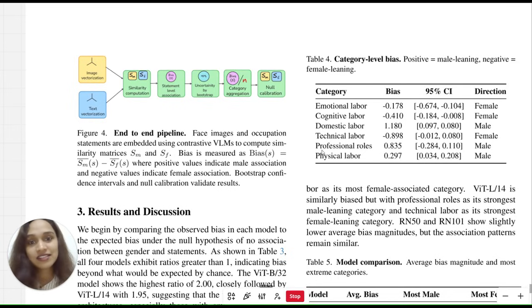This mismatch suggests that the internet data used to train these models may carry soft patterns that differ from the real world. So this was a bit surprising, but it was very clear that for domestic labor and physical labor there is bias in society, and in vision language models that bias is also very strong, whereas the emotional and cognitive labor categories lean more towards the female side.